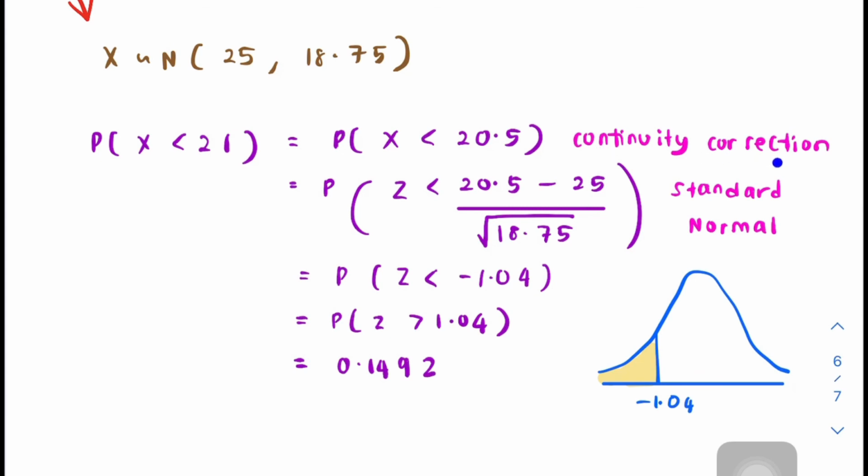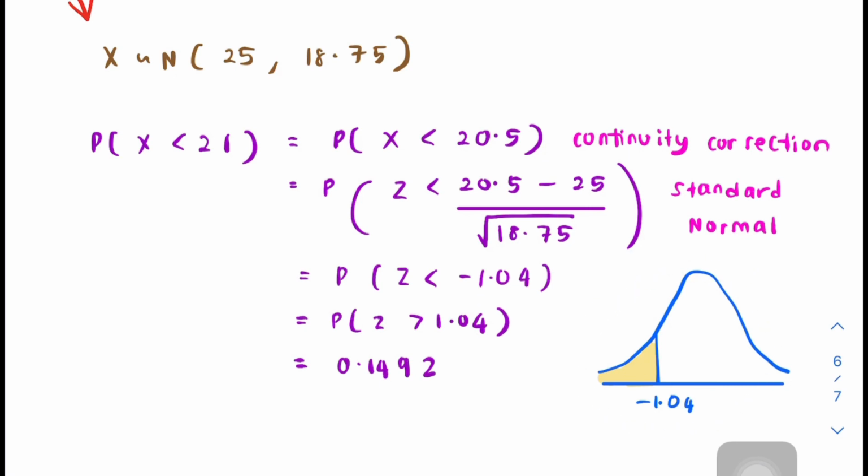So the first step will be continuity correction. What is the continuity correction value? 21 means starting from 20 and below. So your continuity correction will be 20.5. And the second step is to convert to the standard normal. Substitute into the formula, x minus mu over sigma. Then you have the z value is less than negative 1.04.